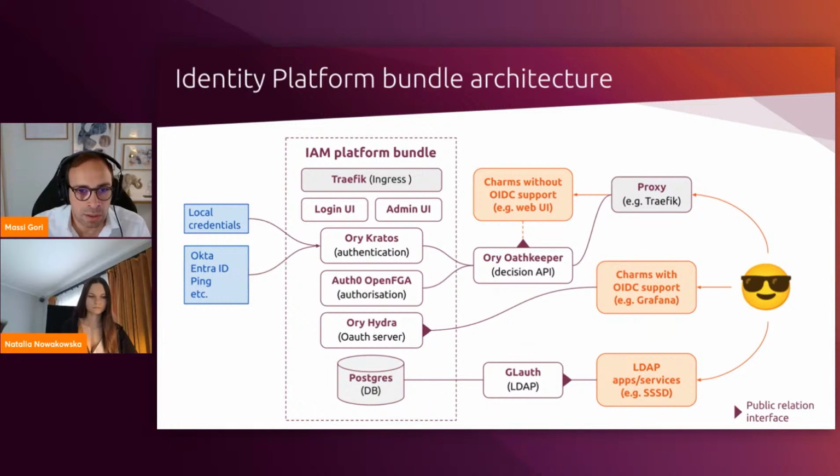Now, outside of that dotted square, we also have AuthKeeper. That is our access control decision API, and that is effectively the component that allows the protection of all arbitrary applications or API endpoints that are behind the proxy. Natalia will explain how it works in more detail. And finally, GLAuth is an LDAP interface that we have sitting on top of the same Postgres database.